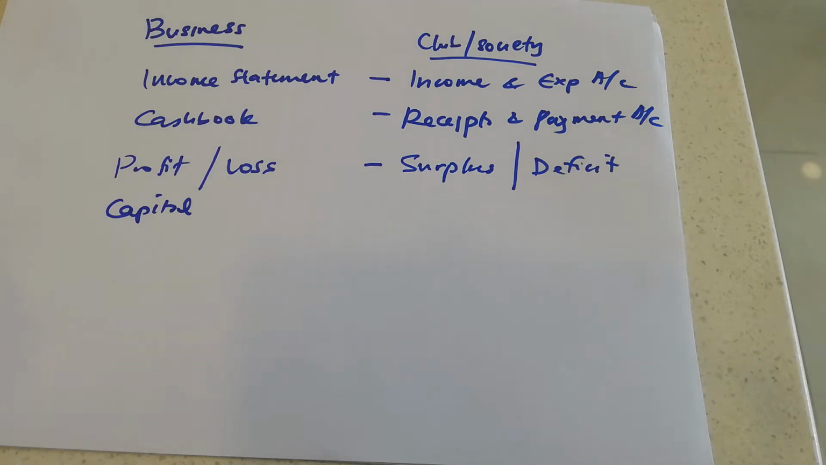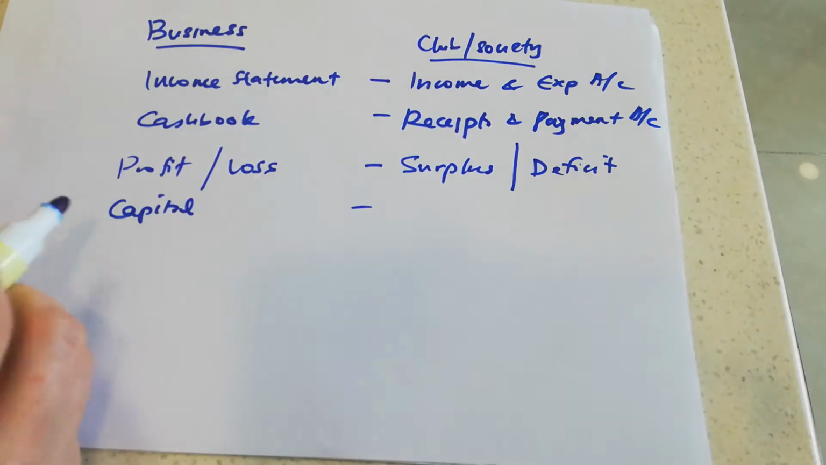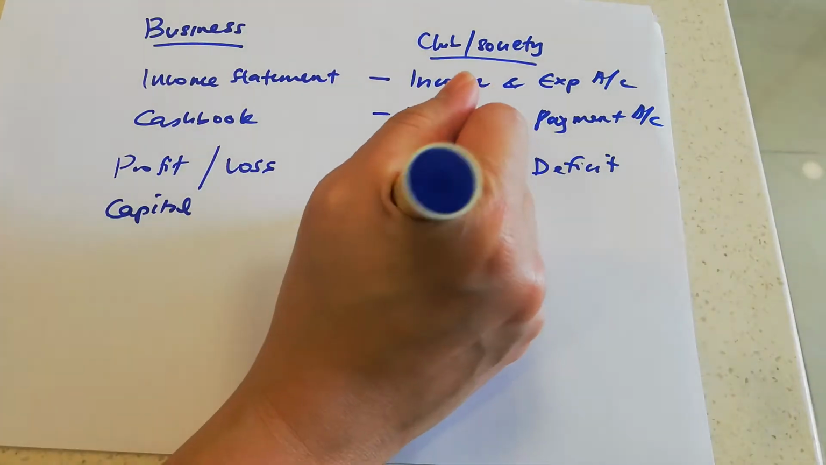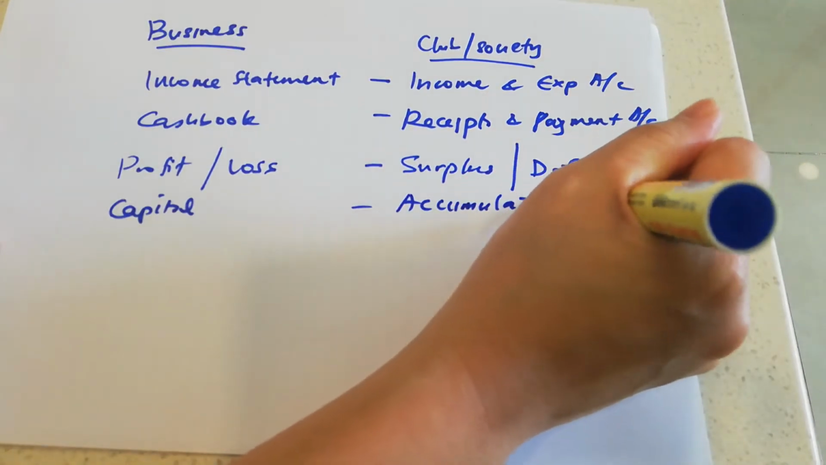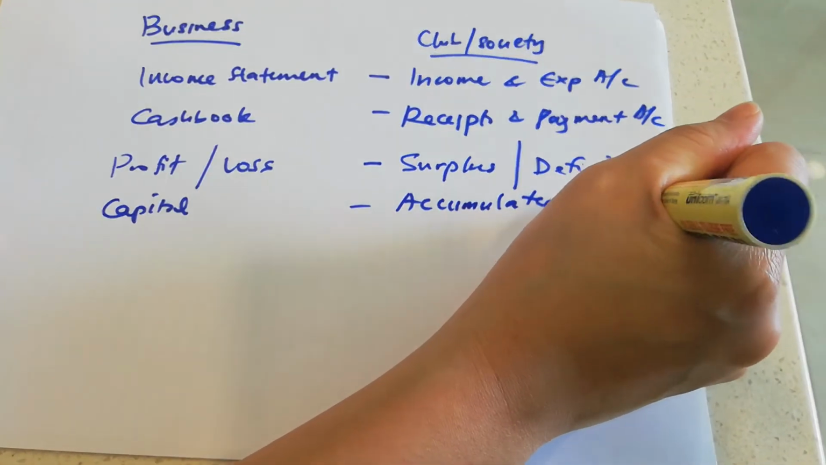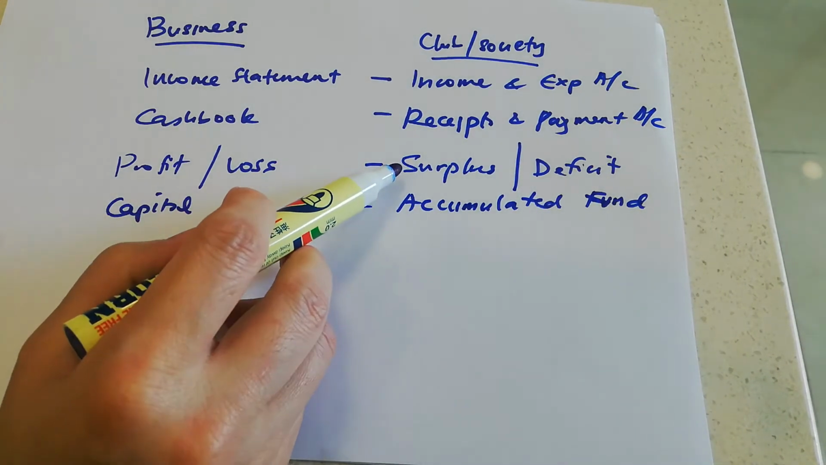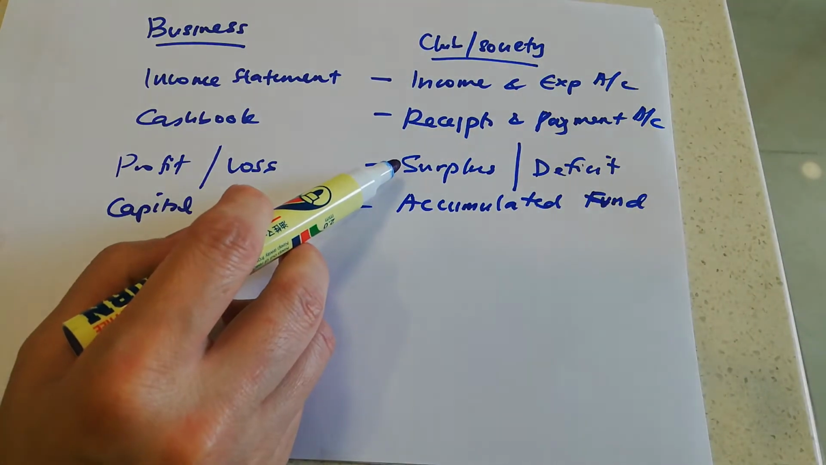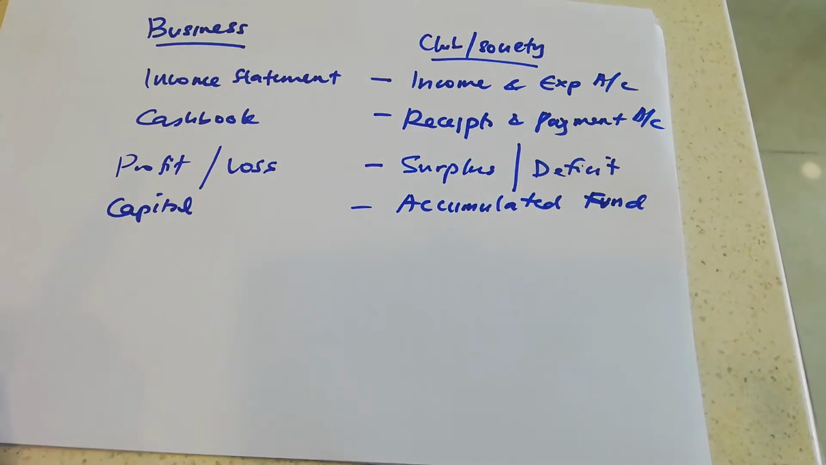But in a club and society, because we say that their main purpose is not to make profits, but their main purpose is to provide service to their members. So because of that, they don't have capital, they don't have investors, they only have accumulated fund. And this accumulated fund is really the surplus from year to year that is kept in the club and society, and it grows to become the accumulated fund.